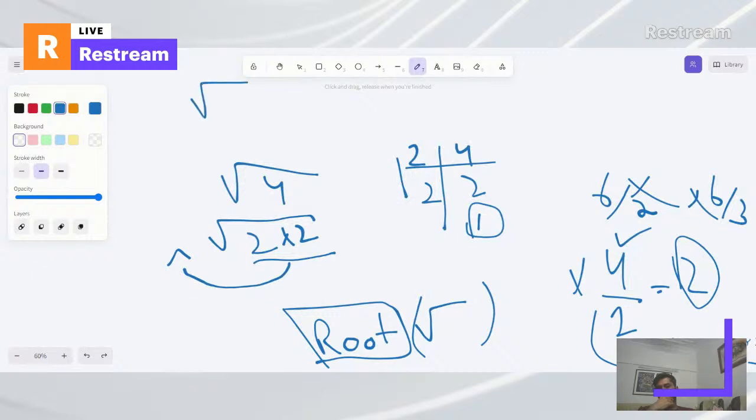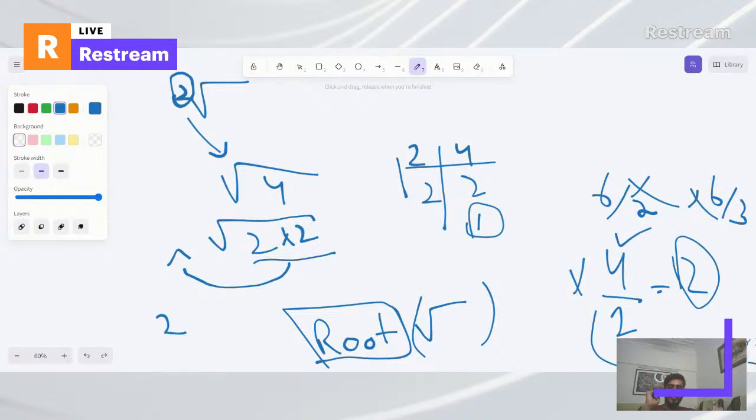Why am I forming pairs? Because a root essentially means it's a root of 2. Whatever the number is here, I'm going to form that many pairs, and if there's nothing written here, it's standard that it's 2. It should be understood that it's 2. So I'm going to form pairs of 2, and I'm going to take one out.